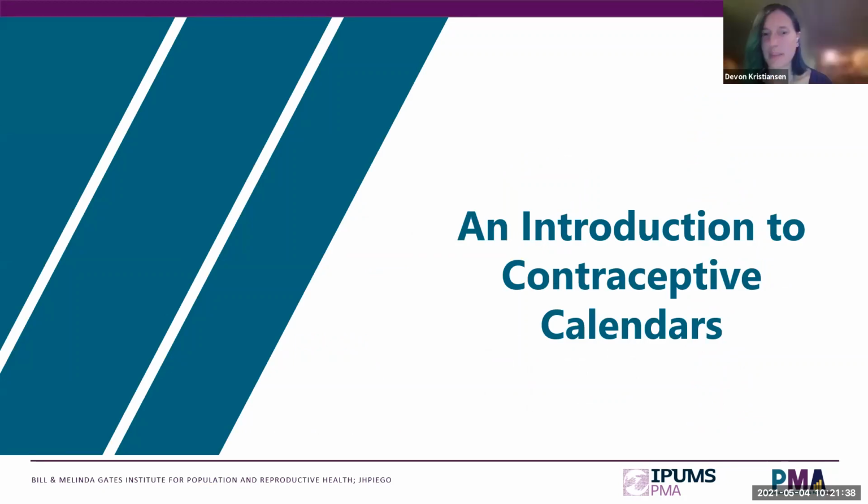So I believe Dana is up next. Yeah. Hi, everyone. My name is Dana Sarnak, and I'm a PhD candidate at the Johns Hopkins Bloomberg School of Public Health, as well as a research assistant at PMA, where I've been working on the calendar for the past 4 years. So today I'll give a brief overview of the history of the contraceptive calendar in general, as well as within PMA. And I'll explain how the data is collected, what it looks like in the data set, how to read it, if you will.